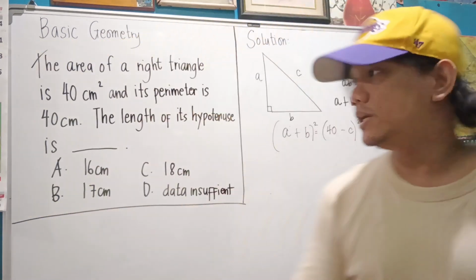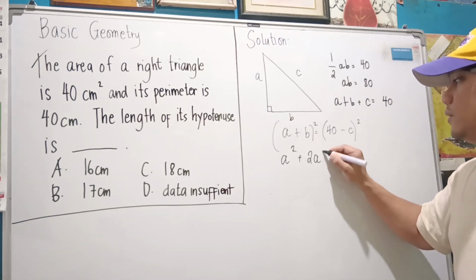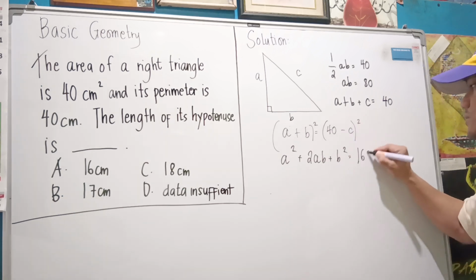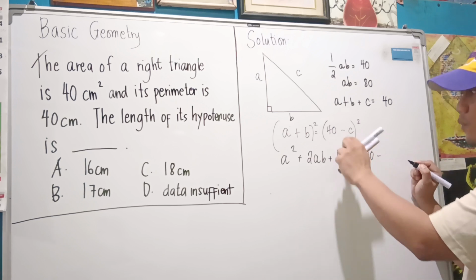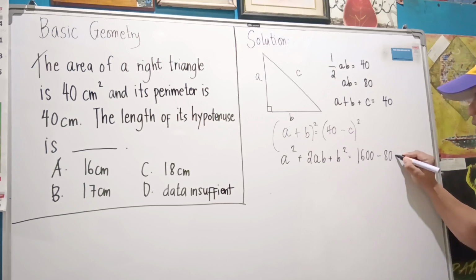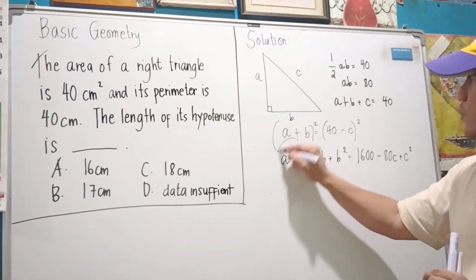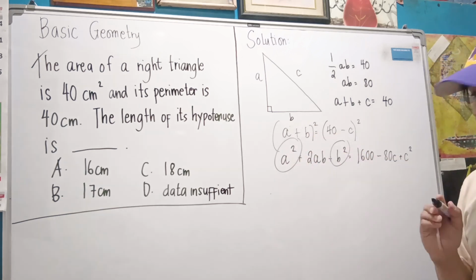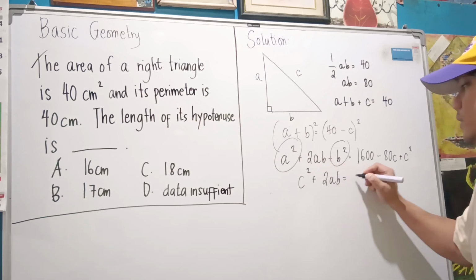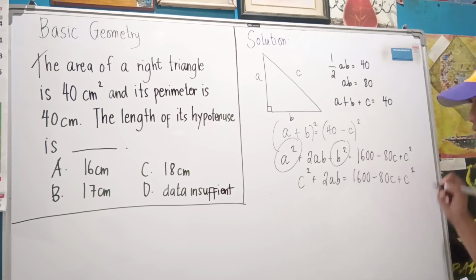So what happens, Sir IJ? So we have A squared plus 2AB plus B squared is equal to the square of a binomial, that is 1,600 minus twice the product. Why minus? We just copy the sign here. 2 times 40 times C, that is 80C, plus C squared. From our right triangle, A squared plus B squared is equal to C squared. So we have C squared plus 2AB equals 1,600 minus 80C plus C squared.